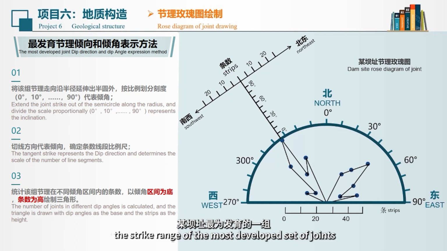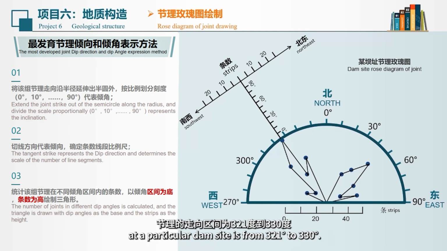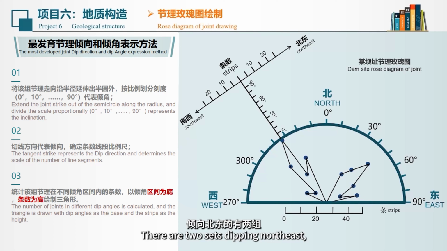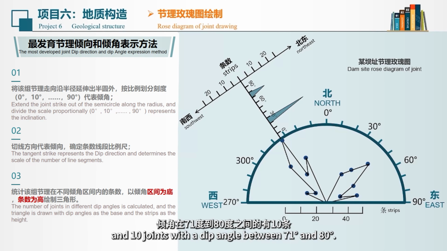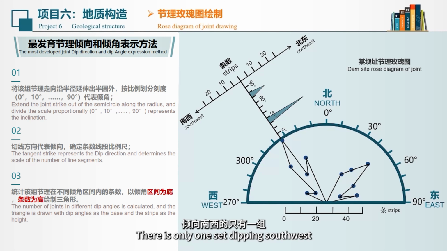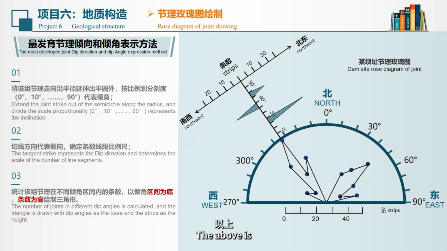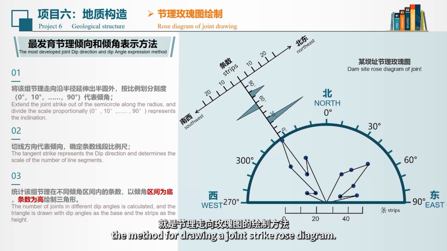The strike range of the most developed set of joints at a particular dam site is from 321 degrees to 330 degrees. There are two sets dipping northeast, where there are 25 joints with a dip angle between 21 degrees and 30 degrees, and 10 joints with a dip angle between 71 degrees and 80 degrees. There is only one set dipping southwest, with a dip angle between 51 degrees and 60 degrees, with a total of 15 joints. The above is the method for drawing a joint strike rose diagram.